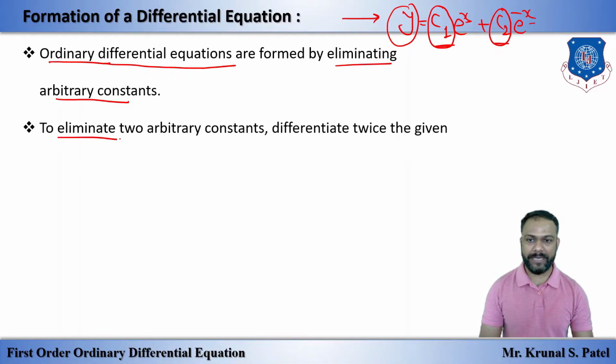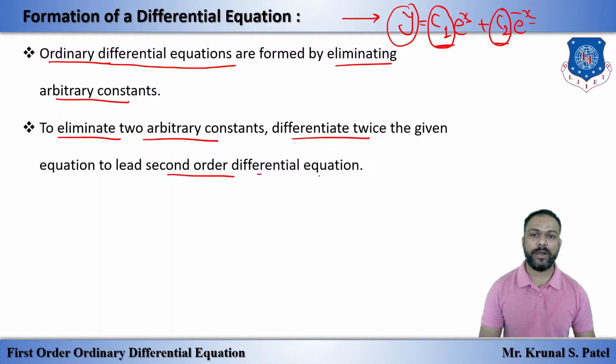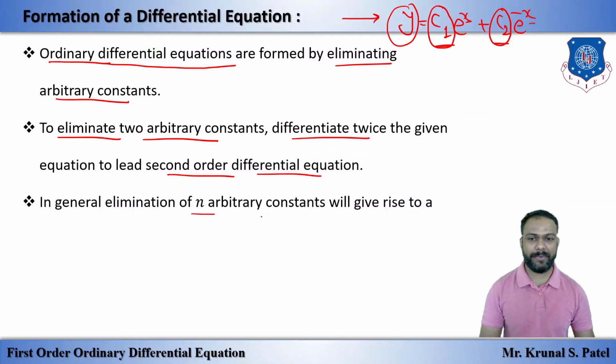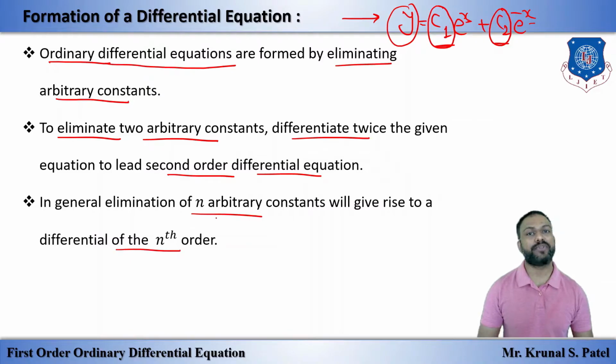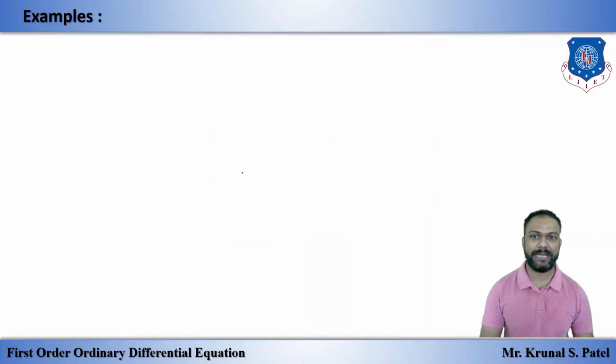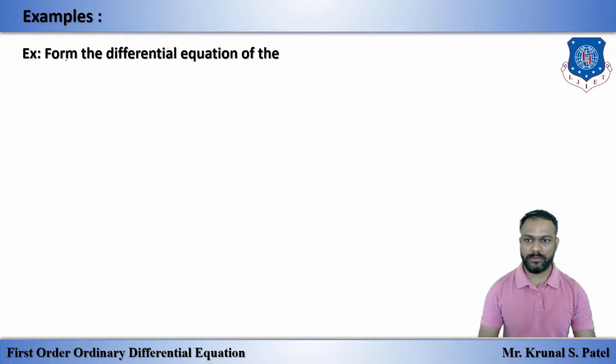Okay, so to eliminate two arbitrary constants, as I told, differentiate twice, which gives us the second order ordinary differential equation. So in general, if we have n arbitrary constants, differentiate n times and we will get an nth order differential equation. To understand this formation of differential equation better, let's start with an example. This topic you already learned in your 12th standard, so just observe once and then calculate the extra examples.